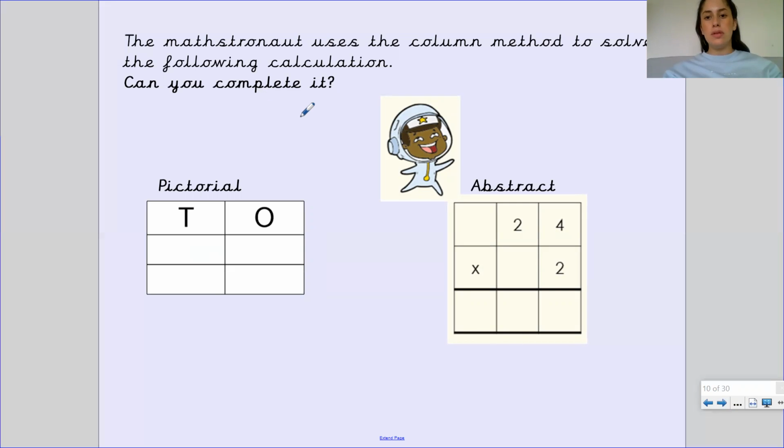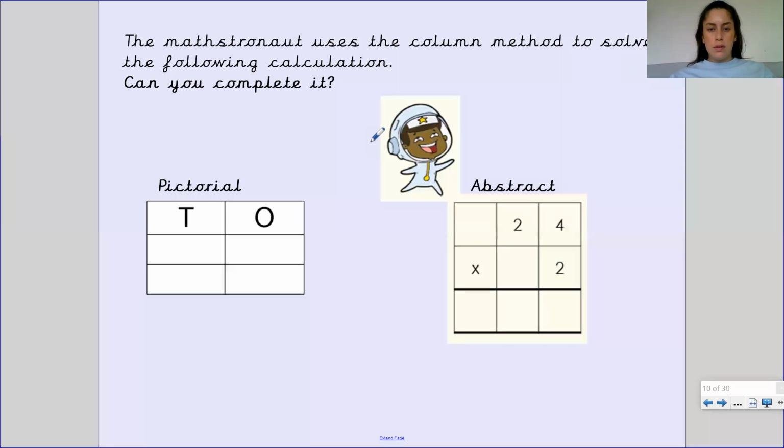The astronaut uses the column method to solve the following calculation. Can you complete it? Have a go at representing 24 times 2 pictorially, and then have a go at completing it using column multiplication. See if you can manage how you can complete this using the column multiplication, and play the video when you're ready.